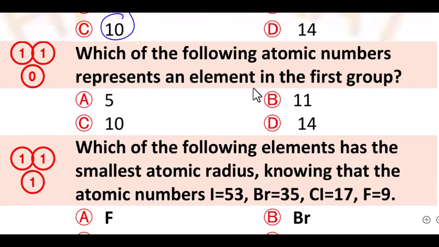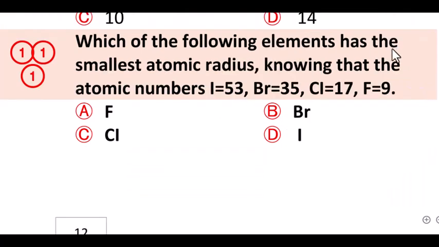Which of the following atomic numbers represents an element in the first group? Here 11. As we make the electron configuration, 1s2, 2s2, 2p6, here 10 electrons, then 3s1. S ended with 1 electron, so it's in the first group, an alkali metal.